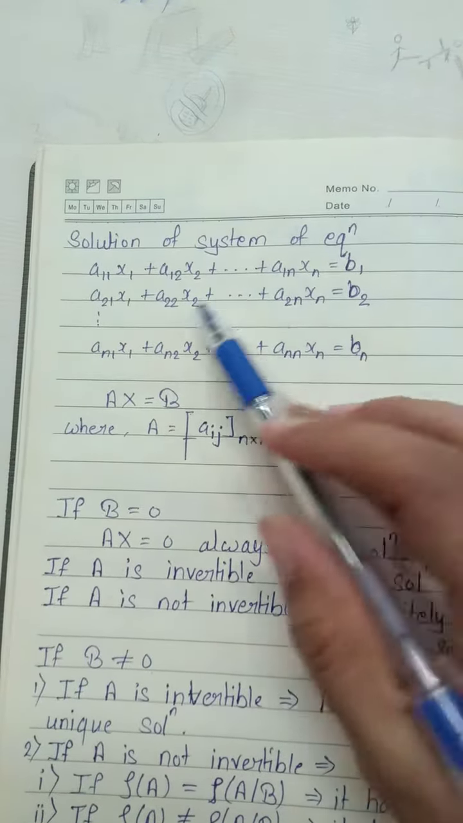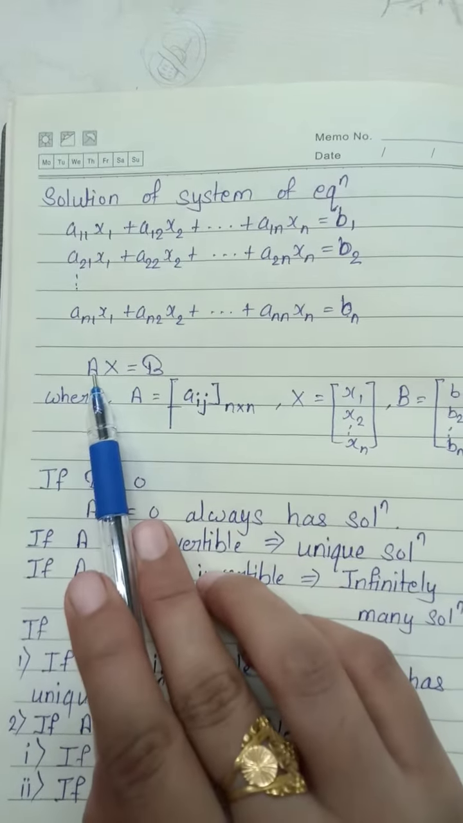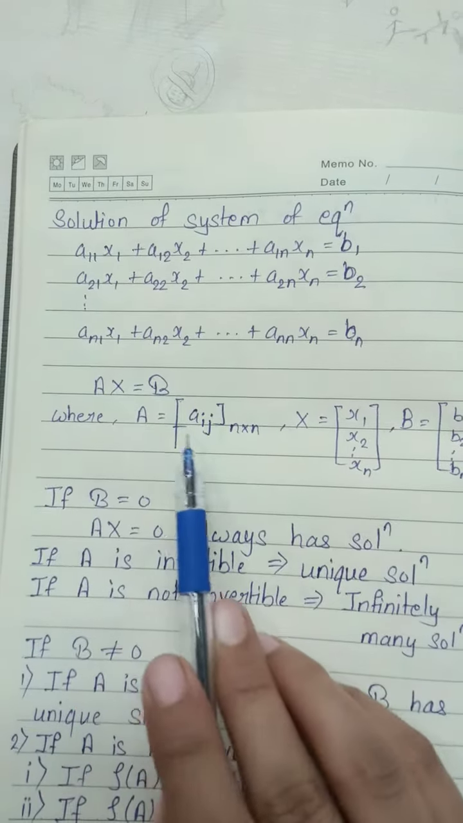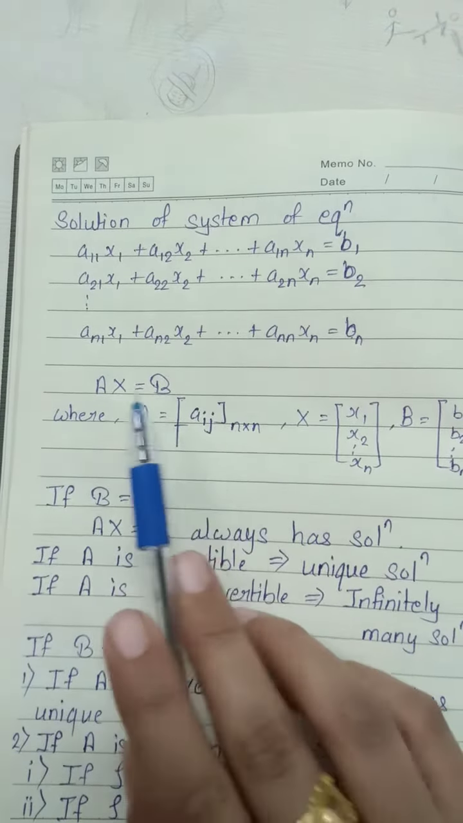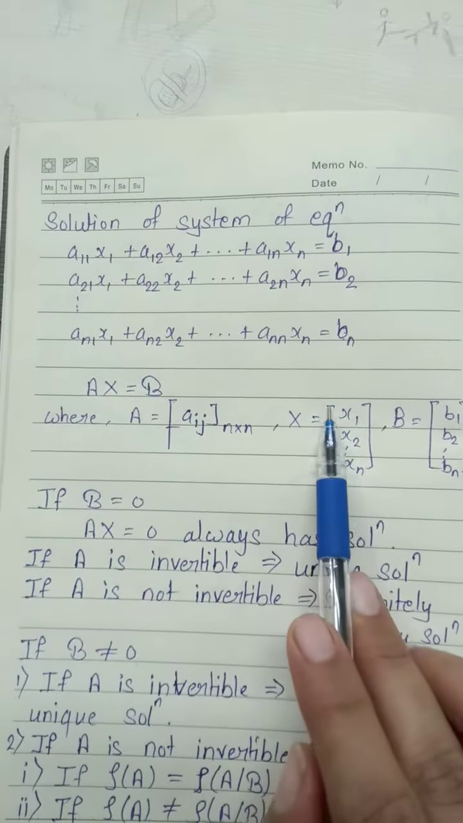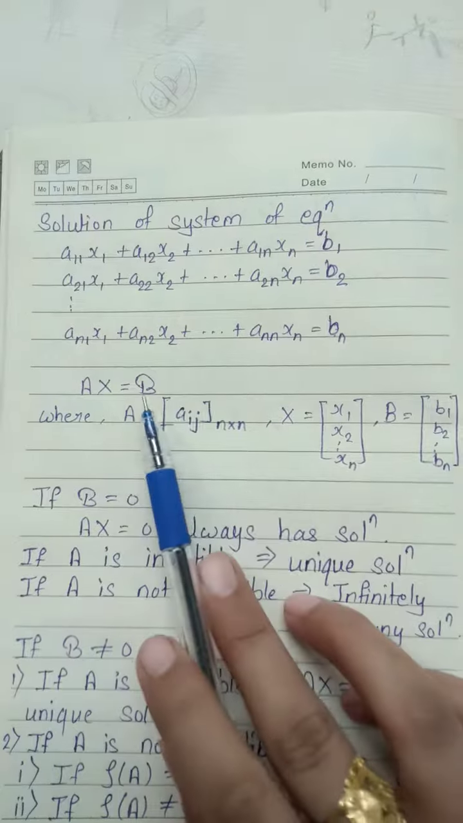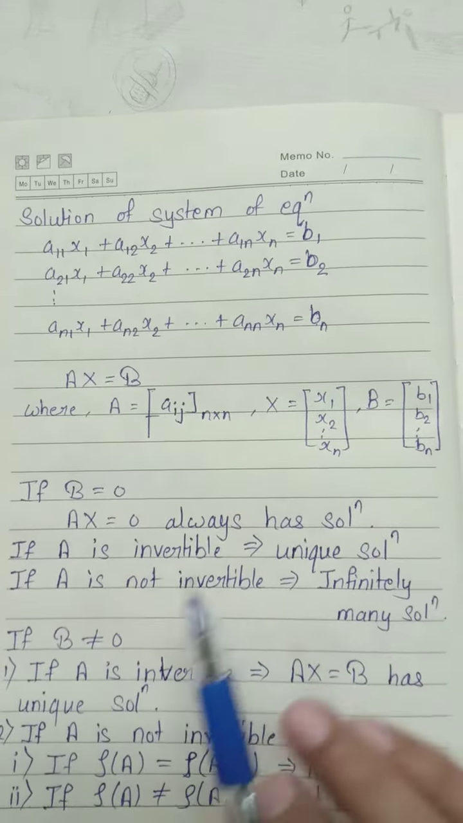If you write down this system of equations in matrix form, we can write it as Ax = b, where A is the coefficient matrix which contains all the aij's, x is the column vector of all unknowns, that is x1, x2, xn, and b is our column vector b1, b2 and bn.